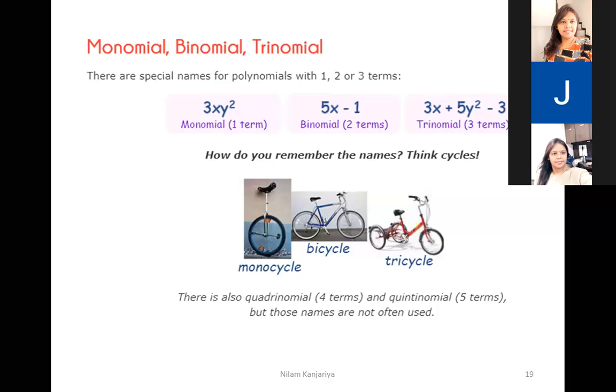And look at the example. The monomial means it has only one term, a single thing. It is called the monomial. If the polynomial has two terms, connected with addition or subtraction, it is called the binomial.